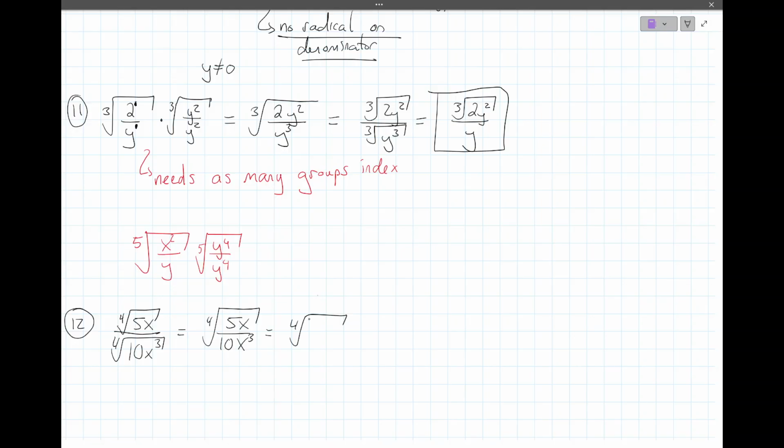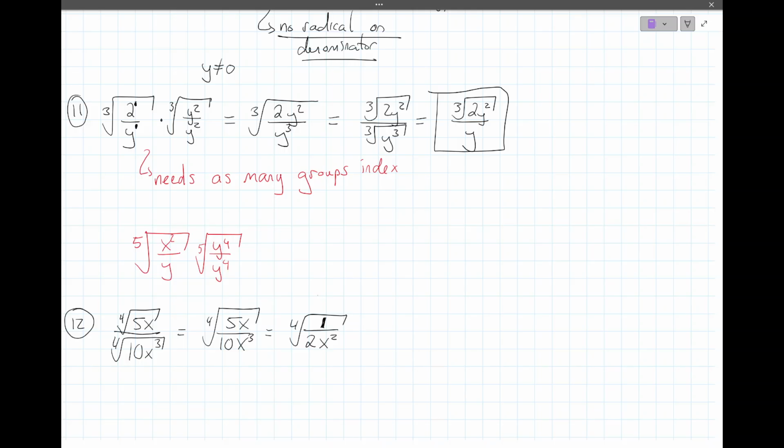Well, 5 and 10 have a common factor of 5, and x and x cubed have a common factor of x. So I'm going to remove an x, and I'm going to remove a 5. And so the only thing left up there is 1. On the bottom, what's left is 2, and this is going to be 2x squared. Okay, now I want to get rid of both the 2 and the x squared.